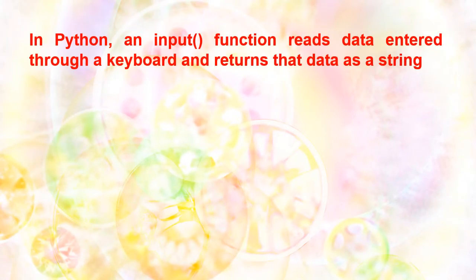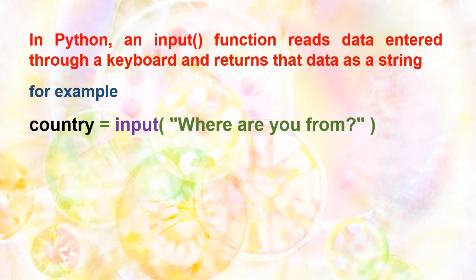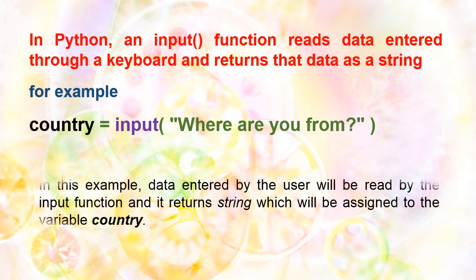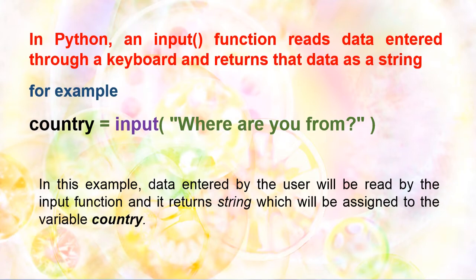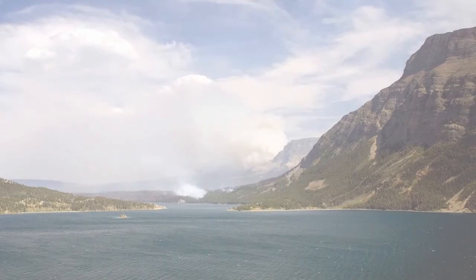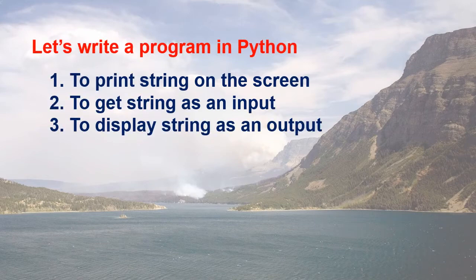In Python, the input function reads data entered through a keyboard and returns that data as a string. For example, country is equal to input, "Where are you from?" In this example, data entered by the user will be read by the input function and it returns a string, which will be assigned to the variable country. Let's write a program in Python to print a string on the screen, to get a string as an input, and to display a string as an output.